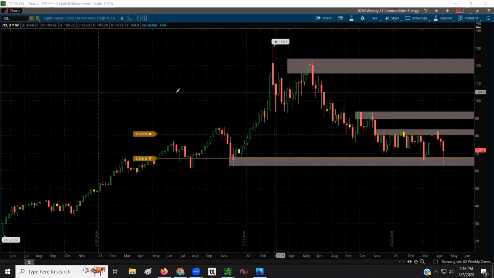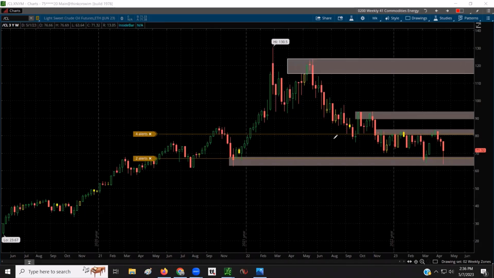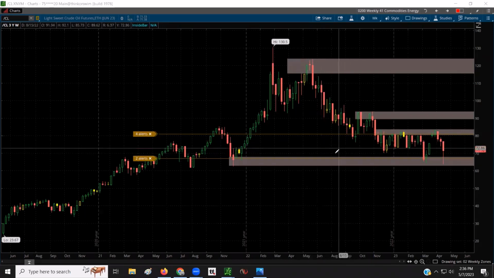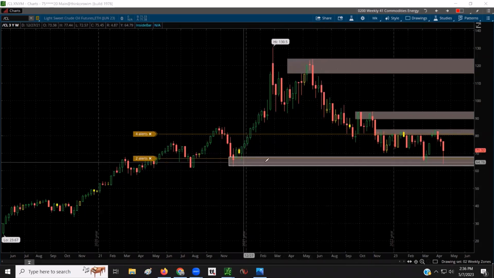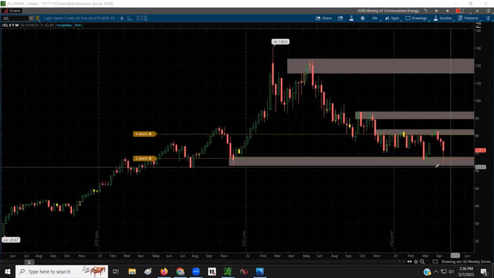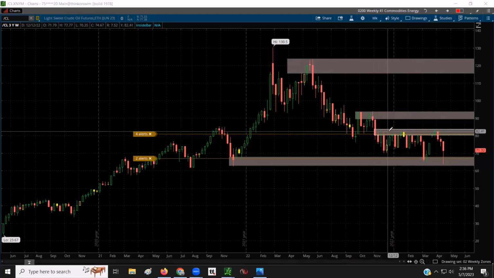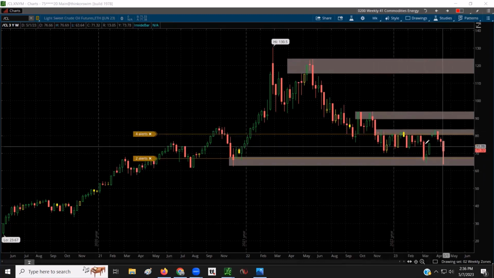Crude oil. This is a 3-year chart. Each candle represents a week. We'll see the price action. The bottom gray horizontal lines are demand zones where buyers have stepped in the past, and the top are supply zones where sellers stepped in the past. Often trade ideas occur at those levels.